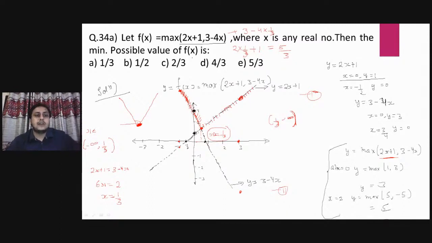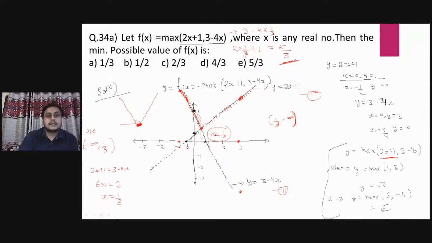So guys, if the question asks at which value of x the minimum value of fx is possible, it is at x equals 1 by 3. But the question is that you have to find the minimum value of fx. So the minimum value of fx in this case is 5 by 3, right? I think this question is clear to all, right?